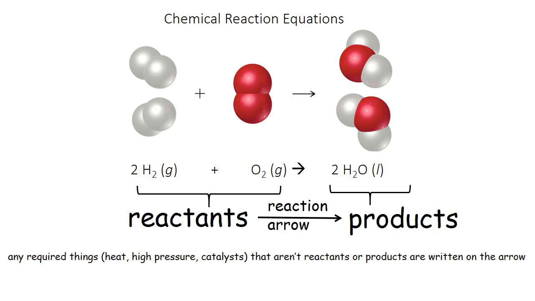Other pieces of these equations: sometimes you have things that are required for the reaction but are not reactants or products. For example, heat is something you sometimes need for a reaction to proceed, or you might need high pressure, or you might need a catalyst. We're going to talk more about catalysts next semester, but catalysts increase the rate of reactions. Any of those required things that are not reactants or products would go directly on the arrow. So sometimes you see things written on the arrow.